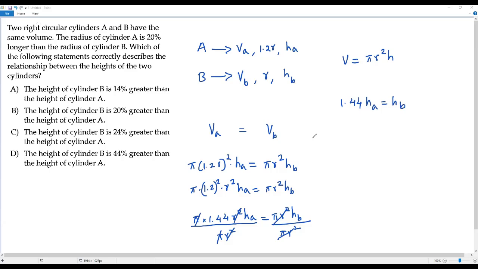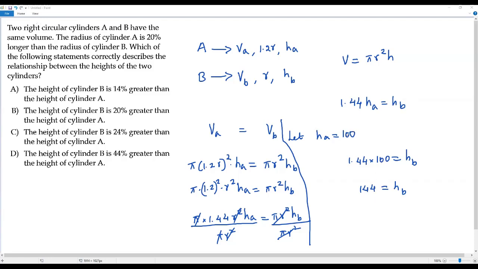Okay, now I'm going to plug in a random value for the height of cylinder A, that is for HA. I'm going to plug in a random value, HA equals 100. It's just my assumption over here, let HA equal 100. Okay, then when HA is equal to 100, what value do we get for HB? Then we get 1.44 times 100 equals HB. When we multiply these two values, I'm getting 144 equals HB. Okay, now I got HB equals 144.